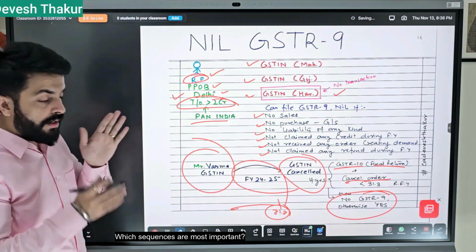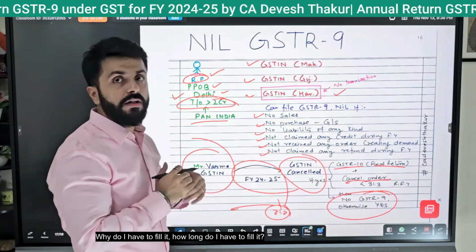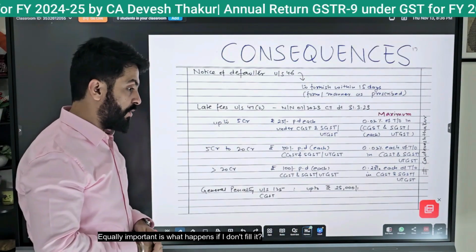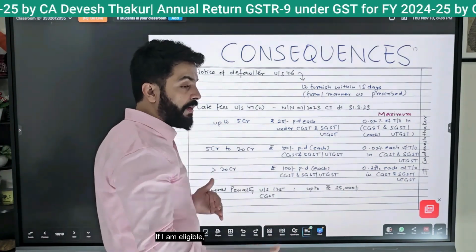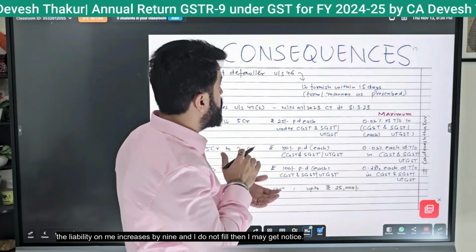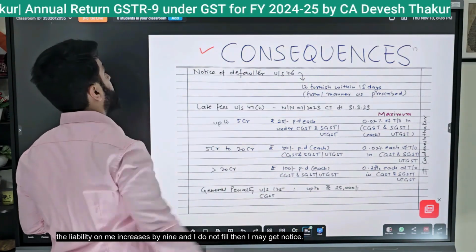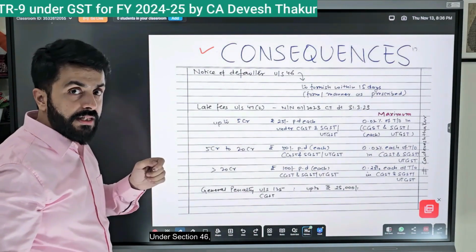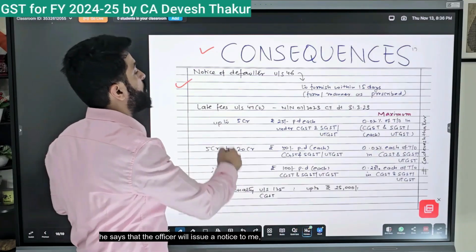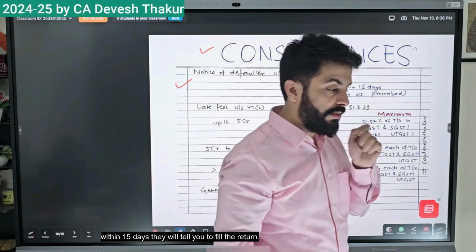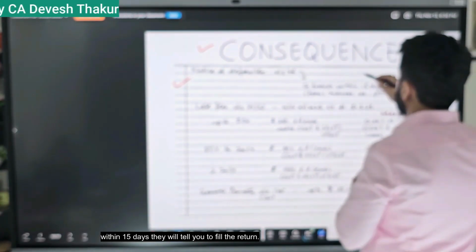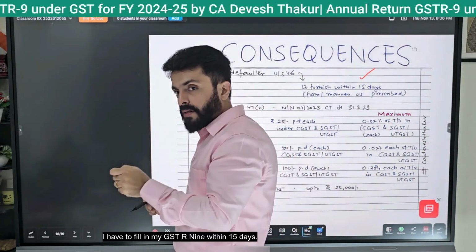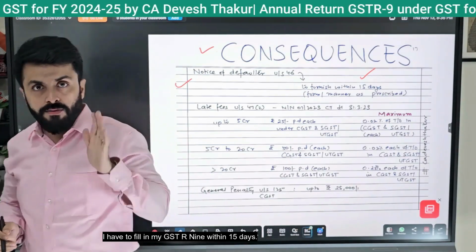Which sequences are most important? Why do I have to fill it? How long do I have to fill it? Equally important is what happens if I don't fill it. If I am eligible, the liability on me arises, and I do not fill, then I may get a notice. Under section 46, the officer will issue a notice to me. Within 15 days, they will tell you to fill the return in the manner or form described. I have to fill in my GSTR-9 within 15 days.